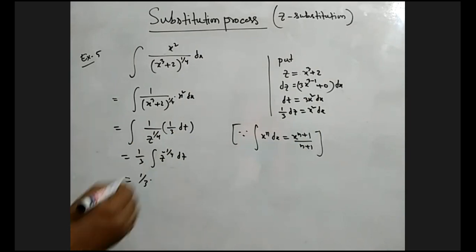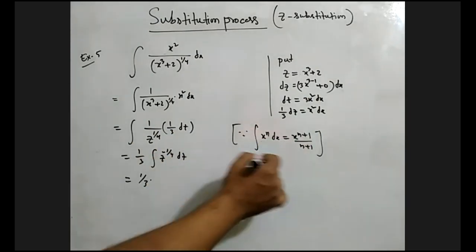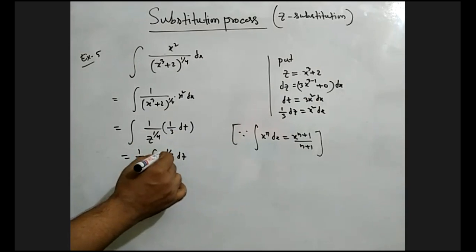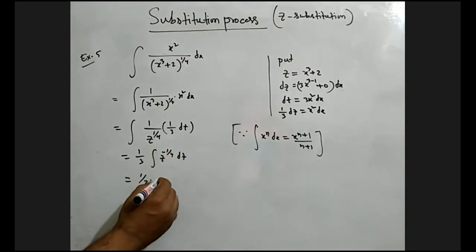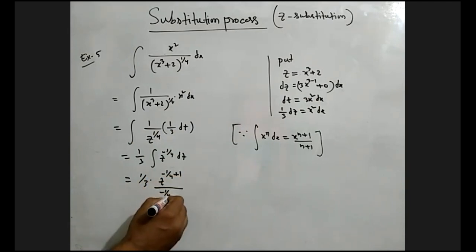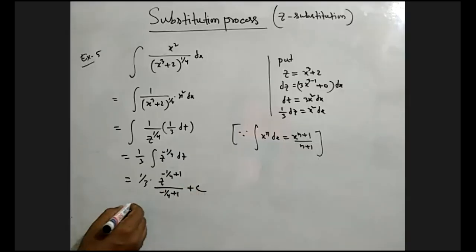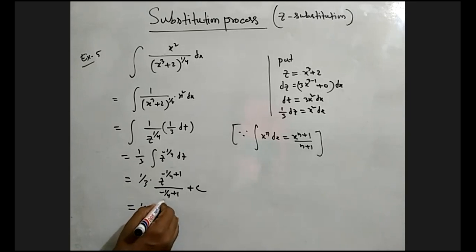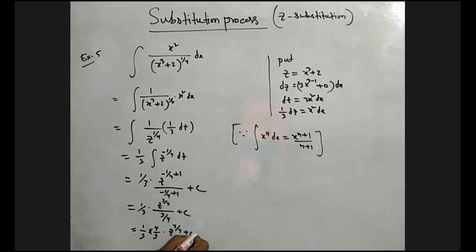1 by 3. Now using the power rule, n equals what? Minus 1 by 4. Okay, n equals minus 1 by 4, so n plus 1 divided by n plus 1 plus c. So 1 by 3, z to the power what will be? 3 by 4, and here also 3 by 4 plus c. 1 by 3, this will be 4 by 3. Okay, z to the power 3 by 4 plus c.